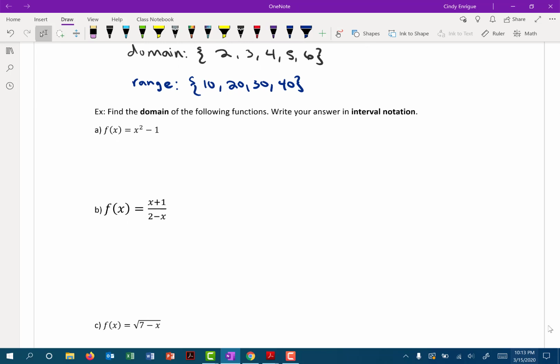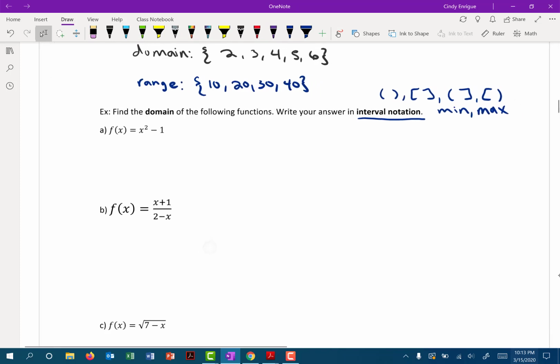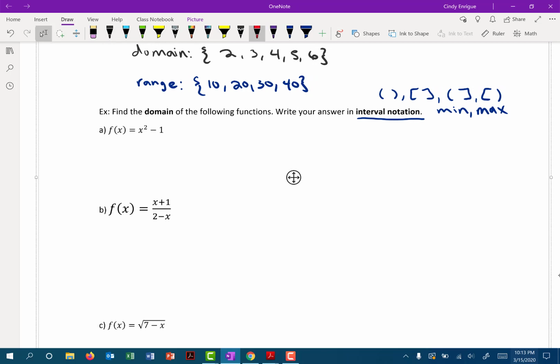So now what we want to do is find the domain of the following functions. We want to make sure that we write our answer in interval notation. Please remember that interval notation goes from minimum to maximum values, when you have either parentheses or brackets, or a combination of parentheses and brackets, okay? So to find the domain of a function, what we really want to do is pinpoint where the bad values are going to be, okay?